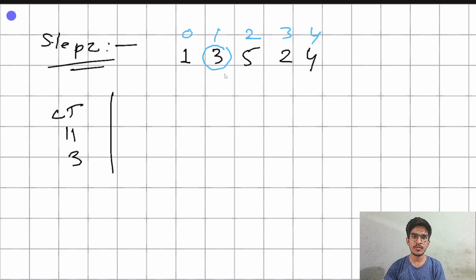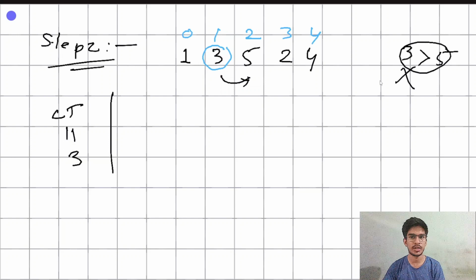Again it will compare with the next index. So it will check if 3 is greater than 5. It says no, it is not, right? So it will stay as it is. So it will be 1 3 5 2 and 4 again. So CD also will not be updated because this condition gets false.